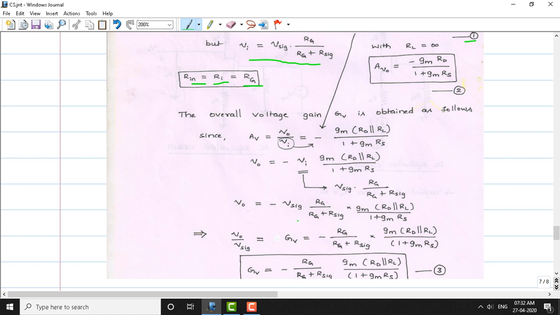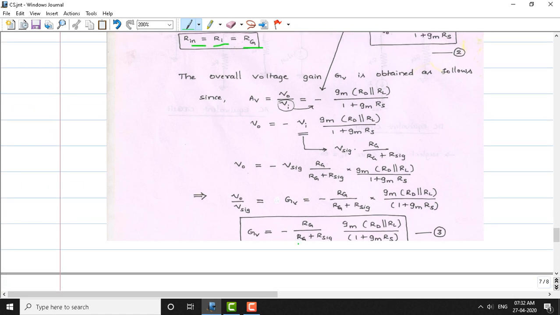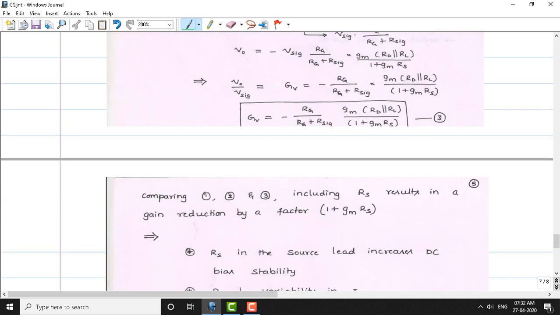So this is the expression of V naught in terms of V signal, and Gv can be obtained by taking the ratio of V naught by V signal. So V naught by V signal equals Gv, which is equal to minus Rg divided by Rg plus R signal into Gm times Rd parallel with RL divided by 1 plus Gm into Rs. So this is the final expression for Gv, the overall or total voltage gain of the common source amplifier with Rs.